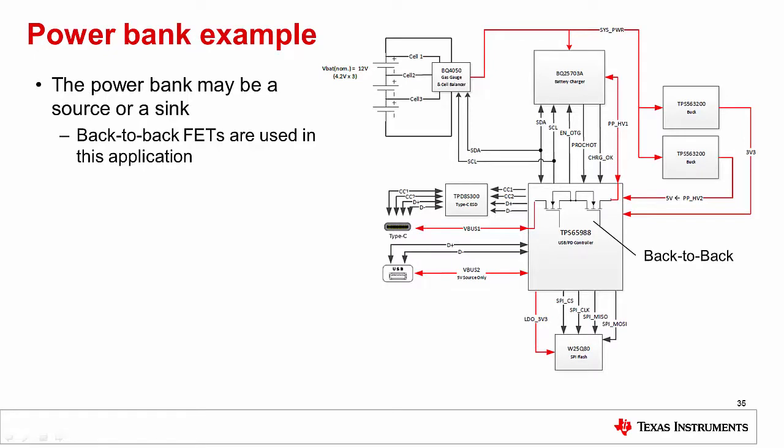Well, as I mentioned, the power bank might be a source or a sink. And so it has back-to-back FETs in this application. You can see the PD power controller that's used in this reference design has back-to-back FETs integrated inside. And that allows the system to be like the model in the previous slide. So it can isolate the bulk capacitance, and it can turn off the load as required.